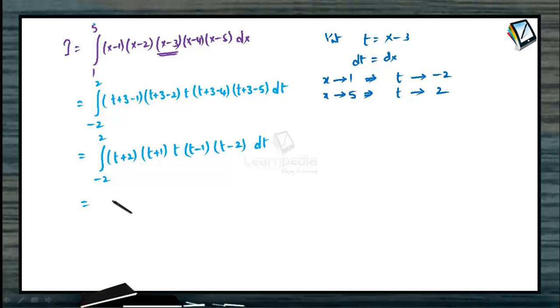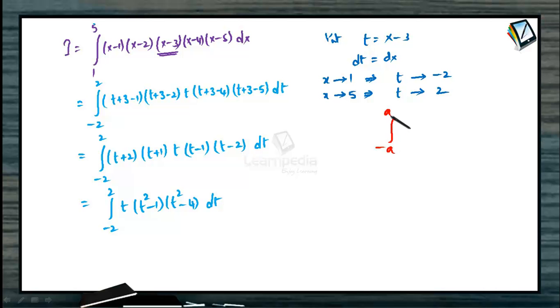Now if you rearrange these factors and multiply, this is integral minus 2 to 2 of t times (t square minus 1) into (t square minus 4) dt, right? Yes. As you look at the function inside this, t into (t square minus 1) into (t square minus 4), and the integral is between minus 2 to 2. And whenever the integral is between minus a to a, first we will be checking whether the function inside the integral is even or odd.